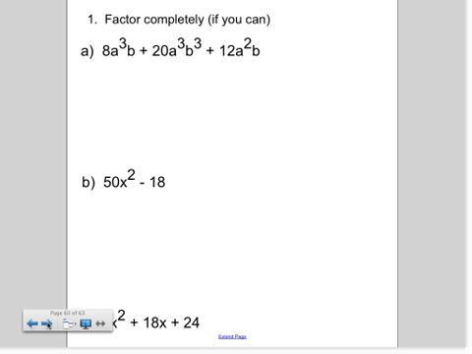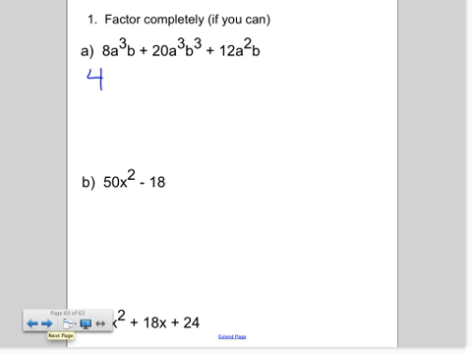Alright, so it says factor completely if you can. All I'm going to do is first pull every greatest common factor. You got to keep telling yourself that greatest common factor. So I look at all of my coefficients. I have 8, 20, and 12. I can pull a 4 out of each one of those. So a 4 is coming out in front.